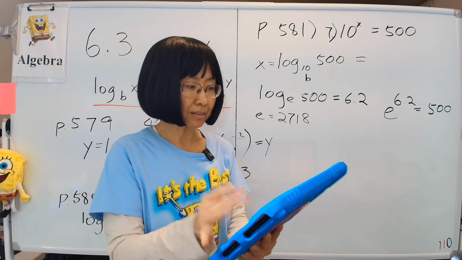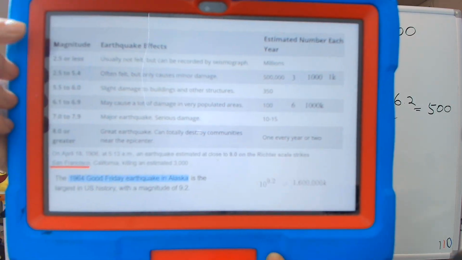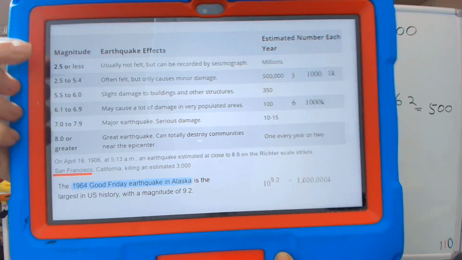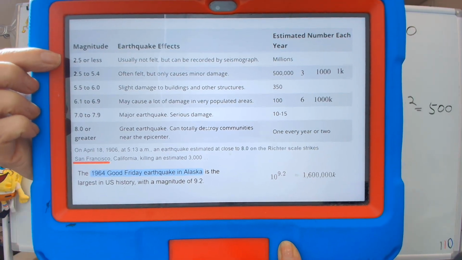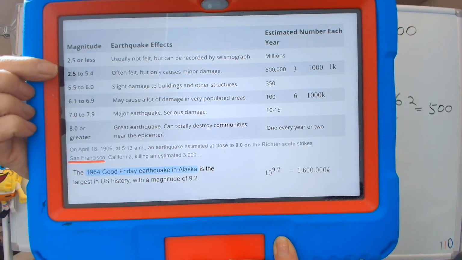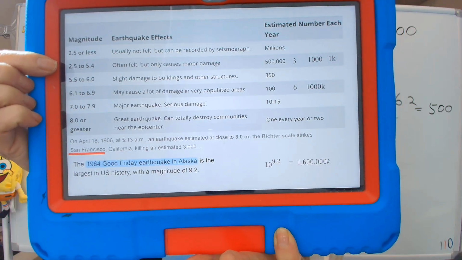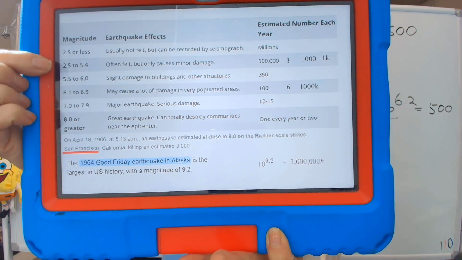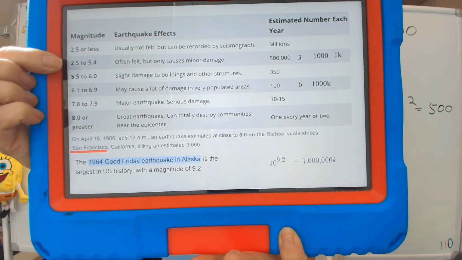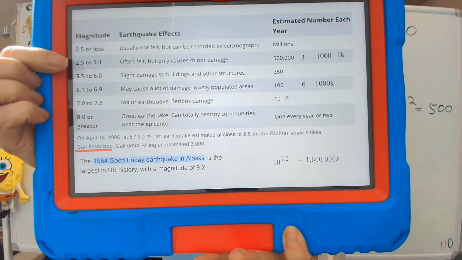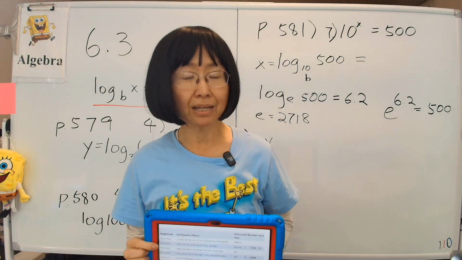Okay, here's something I got from the internet. Now please look at this. Here's the earthquake scale. The magnitude of an earthquake, if it's about 3 or so, then you can feel it, but it doesn't cause much, if any, damage. Maybe the ground shakes a little, but no harm done. So at 3, the earthquake scale is done by base 10, I believe.